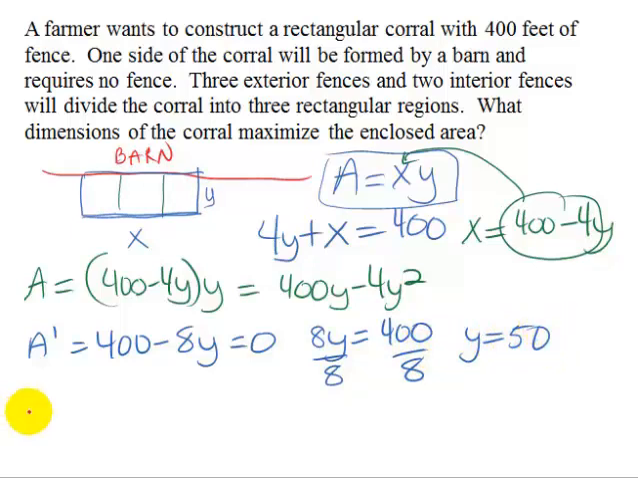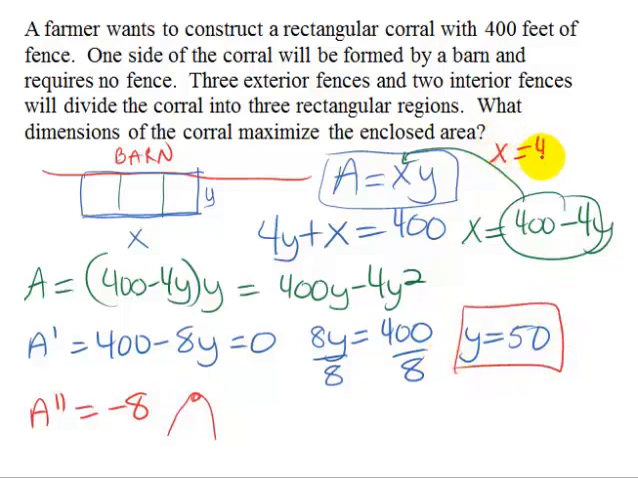Okay, let's check out the second derivative. Second derivative is just going to be negative 8. Second derivative, always negative, tells us concave down, so we have on a continuous function a maximum. So maximum when y equals 50, well, that means x equals 400 minus 200, putting the 50 in right here. So that's when x equals 200.